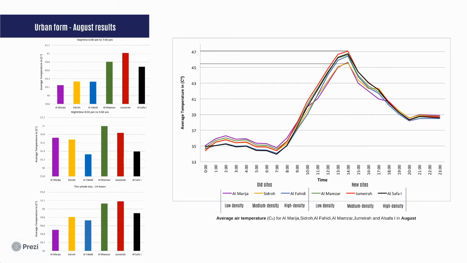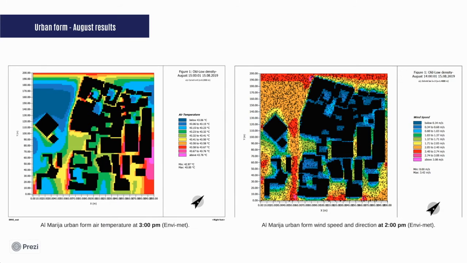The traditional urban configurations with low and medium density recorded the highest air temperatures during the early morning and late evening, while recording the lowest air temperature during the daytime and peak hours. It was noted also that all courtyards recorded the lowest air temperature at 3 p.m., as shown in the figures, despite their low wind speed. And the best street orientation was the streets oriented to the northwest with less obstruction from buildings, which were windier than the others, and was found in Al Marija site.